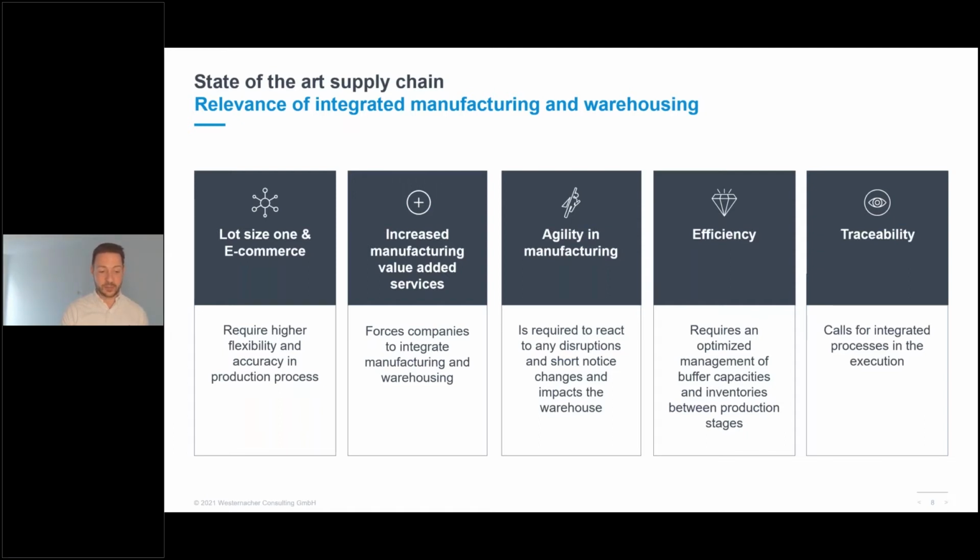What we also see is that when we look at the efficiency of a supply chain, there's also demand of basically optimization of inventories, reducing buffer capacities, and this can be only achieved by fully integrating then again those two processes and reducing those safety buffers.